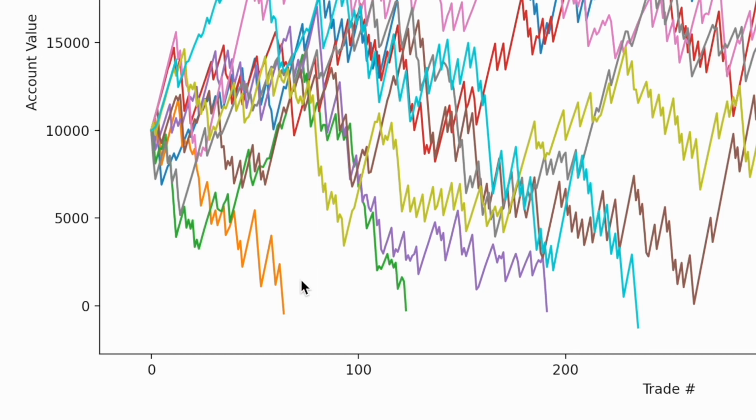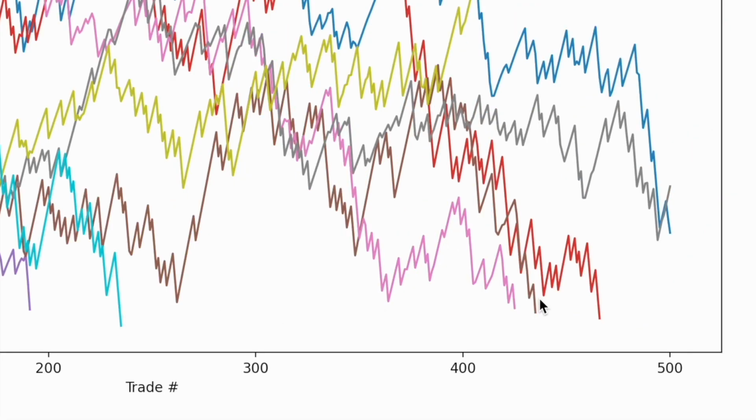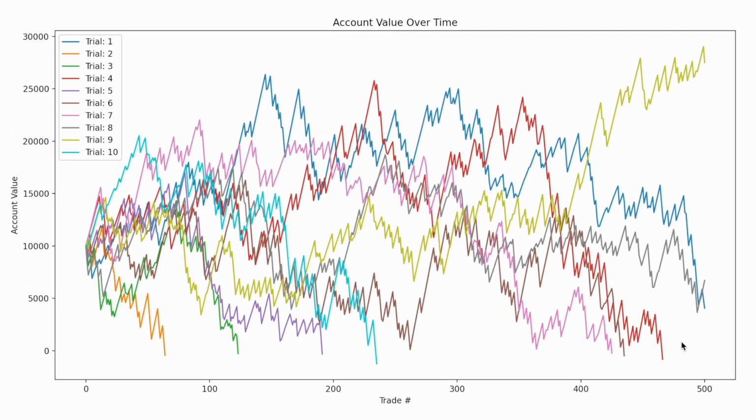And then take a look at this one over here. This is trial number 3. This portfolio survived a bit longer. It made it past 100 trades, but it also went straight to zero. The entire account got blown up. Same thing with this one. Portfolio number 5 also went to zero. Trial number 10 also went to zero, and so on and so forth. So from the simulation, it seems that 7 portfolios completely blew up. They all went to zero.